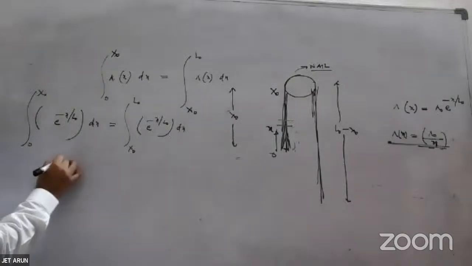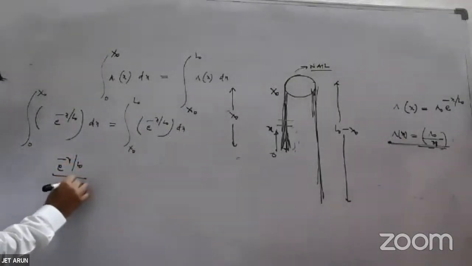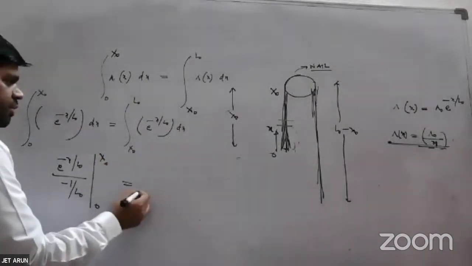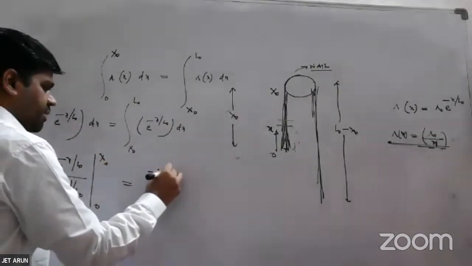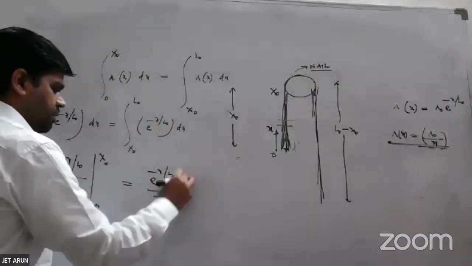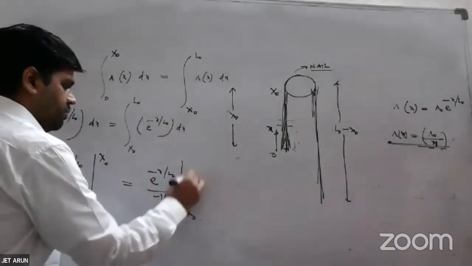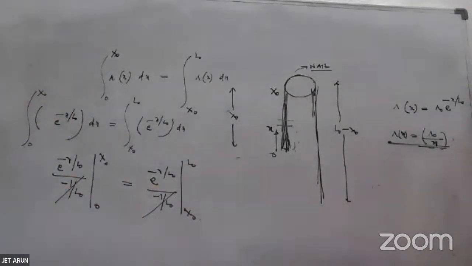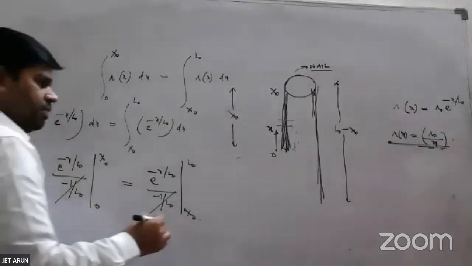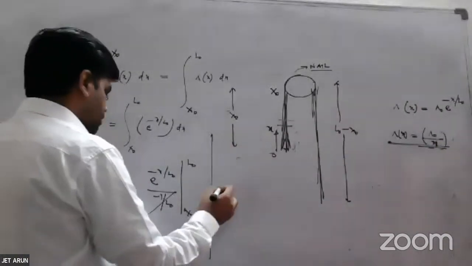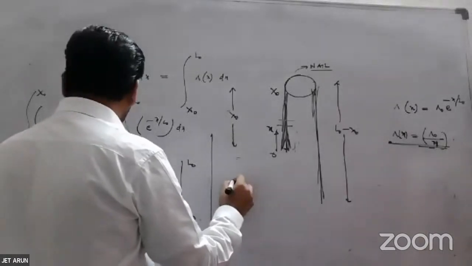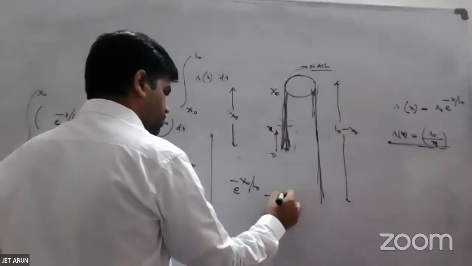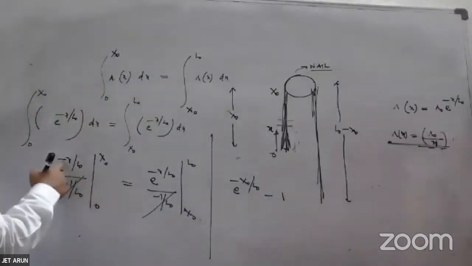So the integral of this is e power minus x by L naught by minus 1 by L naught under limits 0 to x naught, which is equal to the same function again, e power minus x by L naught by minus 1 by L naught under limits x naught to L naught. This minus 1 by L naught and minus 1 by L naught get cancelled out. I substitute the limits now: e power minus x naught by L naught minus 1, because when I substitute 0, e power 0 is 1.